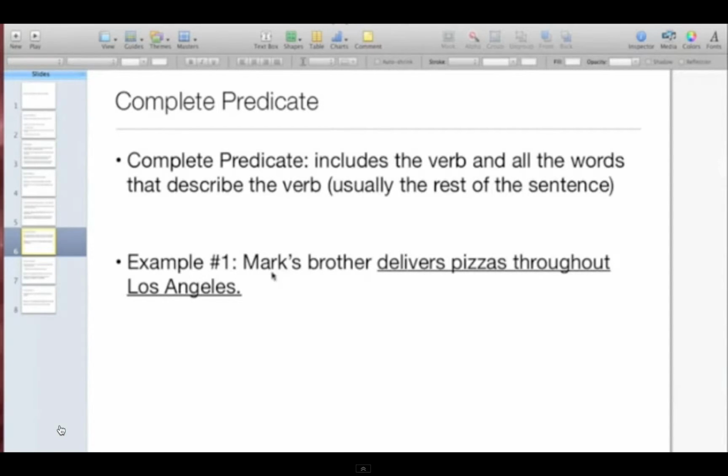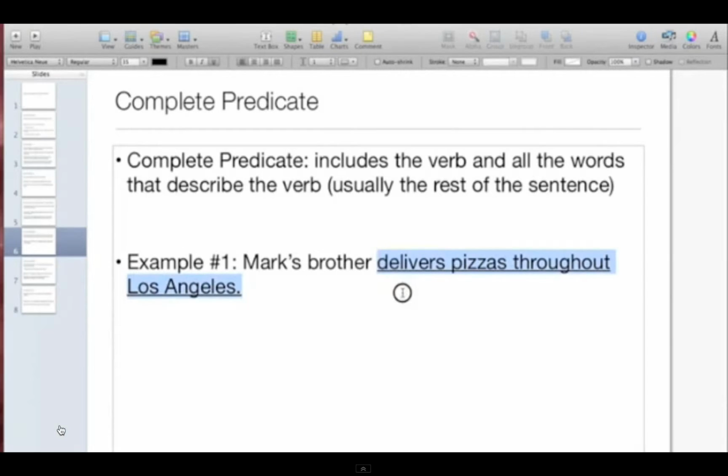Okay, so example number 1, Mark's brother delivers pizza throughout Los Angeles. Delivers is my verb. What does he deliver? And where does he go? He delivers pizza throughout Los Angeles. As a quick cheat sheet, I can just underline delivers and go all the way to the end of the sentence.